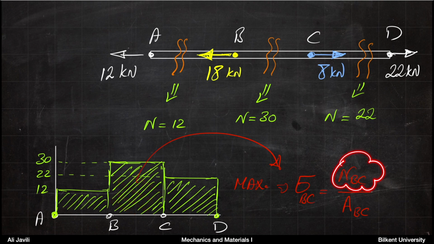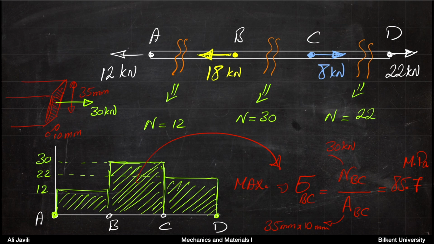So N is maximum between B and C. Now, we know that the cross-sectional area for all the sections is identical, and that tells us that where you have the maximum normal force, then you have also the maximum normal stress. So if you look at the cross-sectional area, the problem tells you that you have the dimensions 10 and 35 millimeter. So the area would be 35 times 10 millimeter.